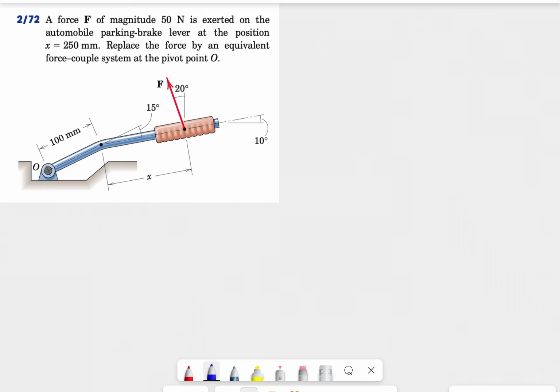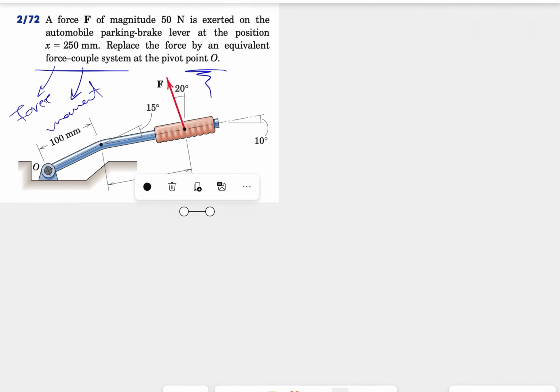So for this kind of question, from the concept of a force couple system, we need to find the force and a couple, or the moment, about the point that the question is asking, and here we have point O. So as always, we're going to start with the free body diagram.